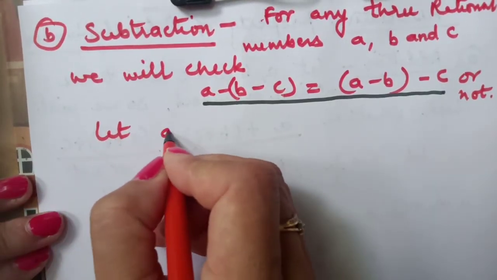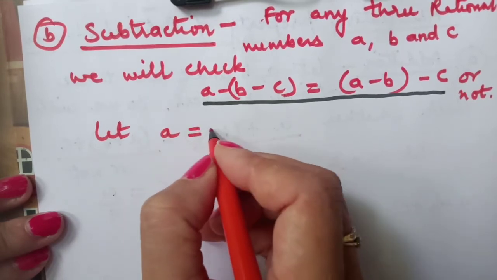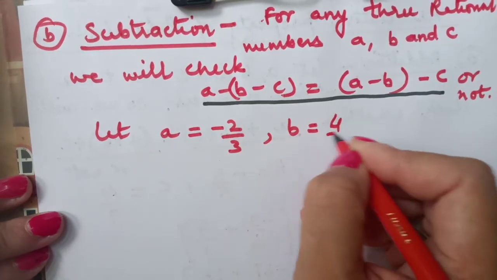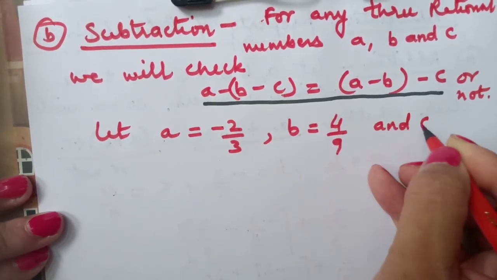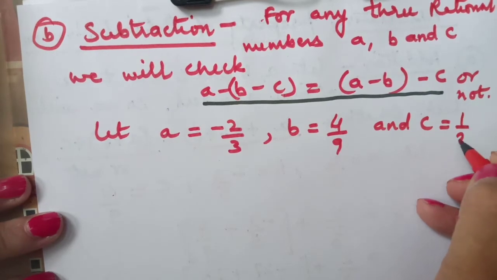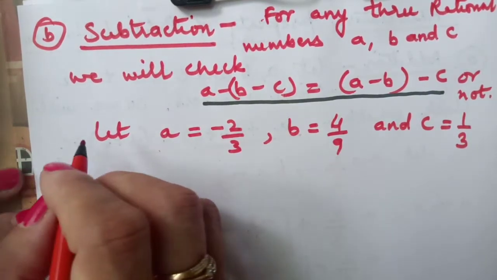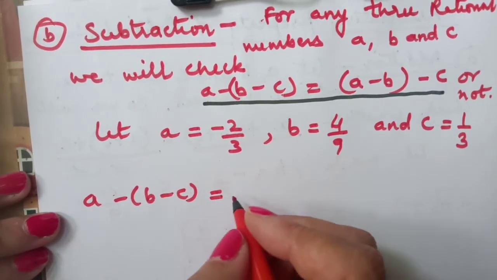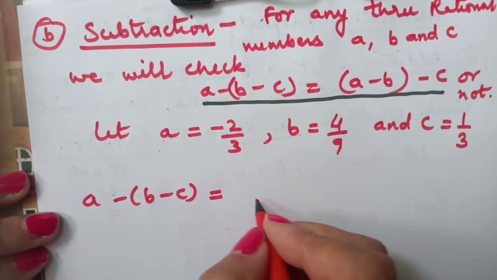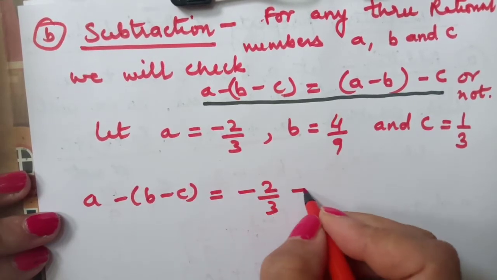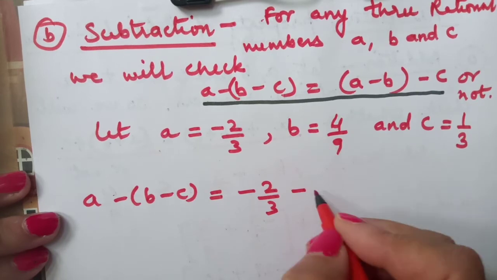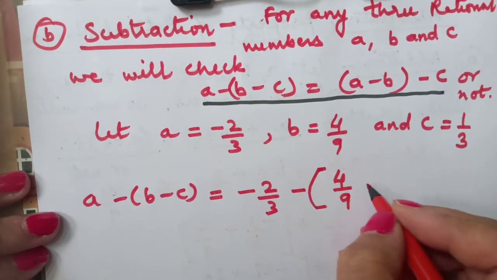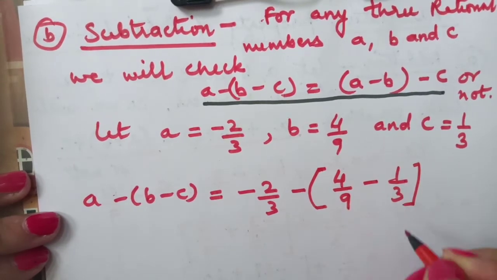अगेन वी विल टेक द वैल्यूज ऑफ a, b and c. लेट a is equals to -2/3, b is equals to 4/9 and c is equals to 1/3. a minus (b minus c), we will put the values in it. a की वैल्यू है -2/3, b की क्या वैल्यू है? b की वैल्यू है 4/9 minus 1/3.